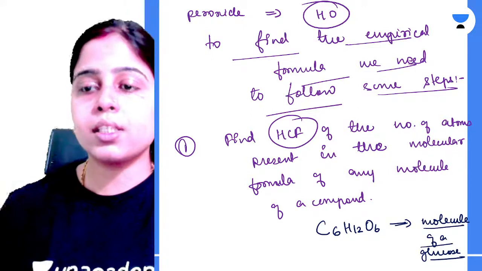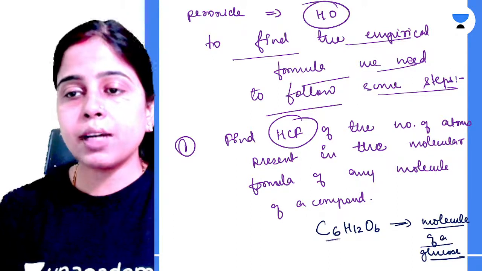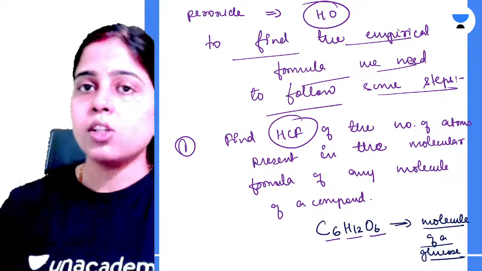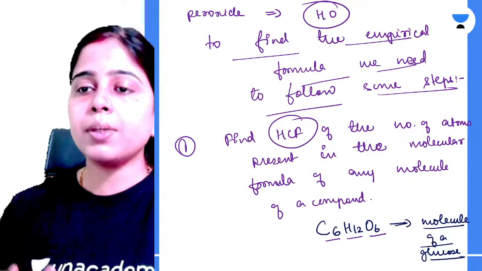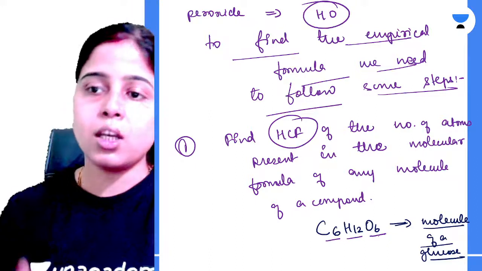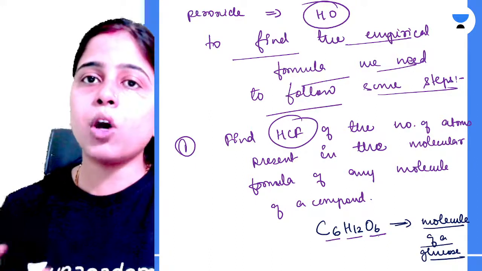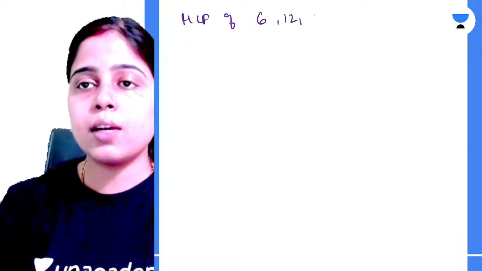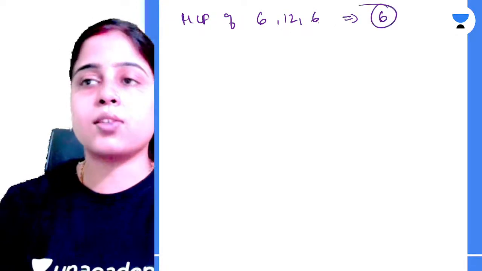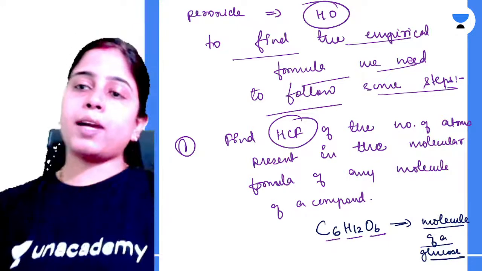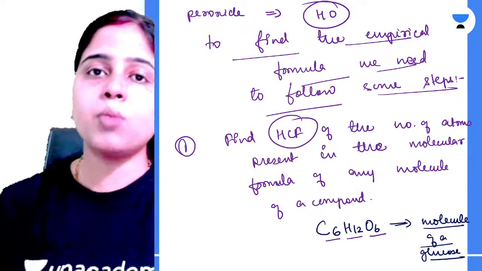Now in this case you can see you have 6 atoms of carbon, 12 atoms of hydrogen and 6 atoms of oxygen. So these are the different numbers of carbon, hydrogen and oxygen present in one molecule of glucose. You need to find the HCF of all these 3 numbers. So the HCF of 6, 12 and 6 will be 6 only. This way you find the HCF of the number of atoms present in the molecular formula of any molecule of a compound.